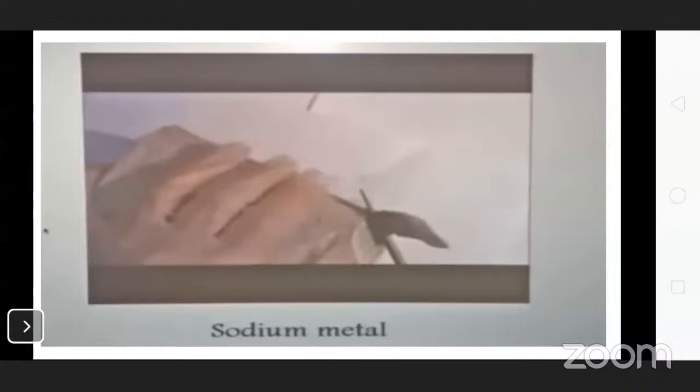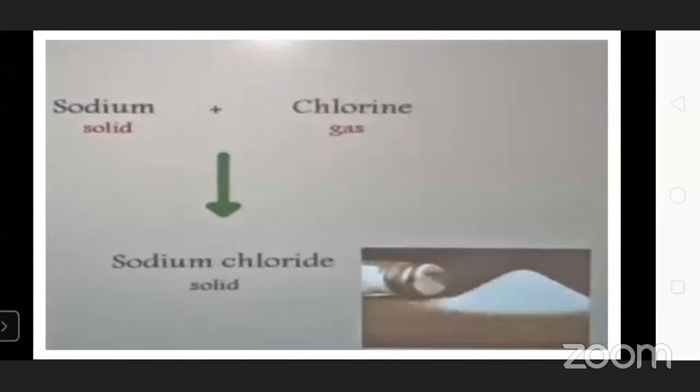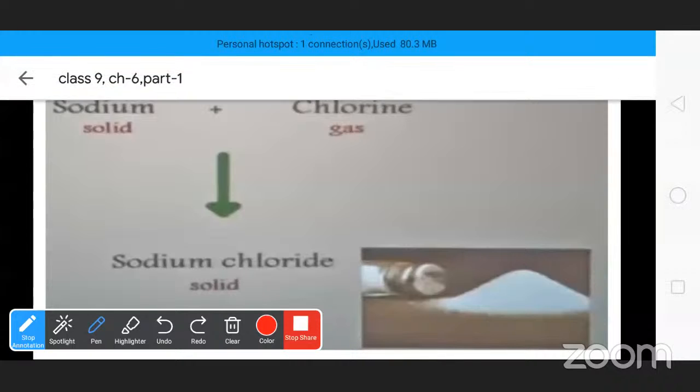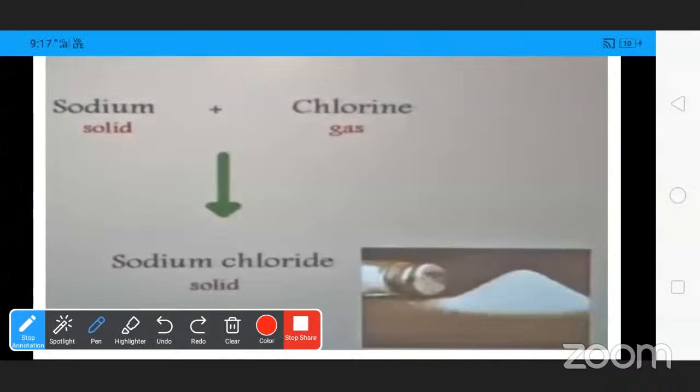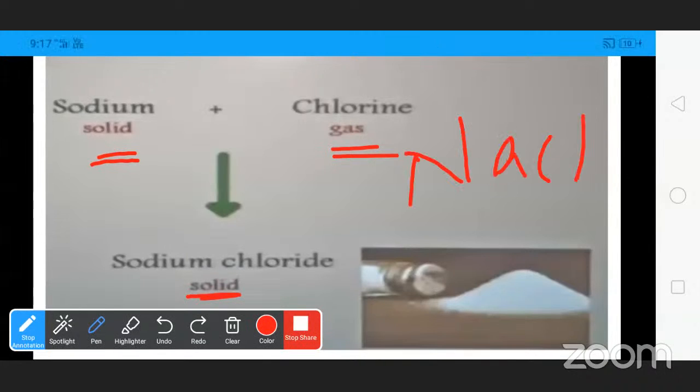See here, sodium. To understand more, I'm giving one more example. Sodium is one of the very soft metals. We can cut the sodium with the help of a knife, right? See here, when sodium is combined with chlorine gas, the solid form of sodium combined with the gaseous form of chlorine, it will form sodium chloride. That is a solid.